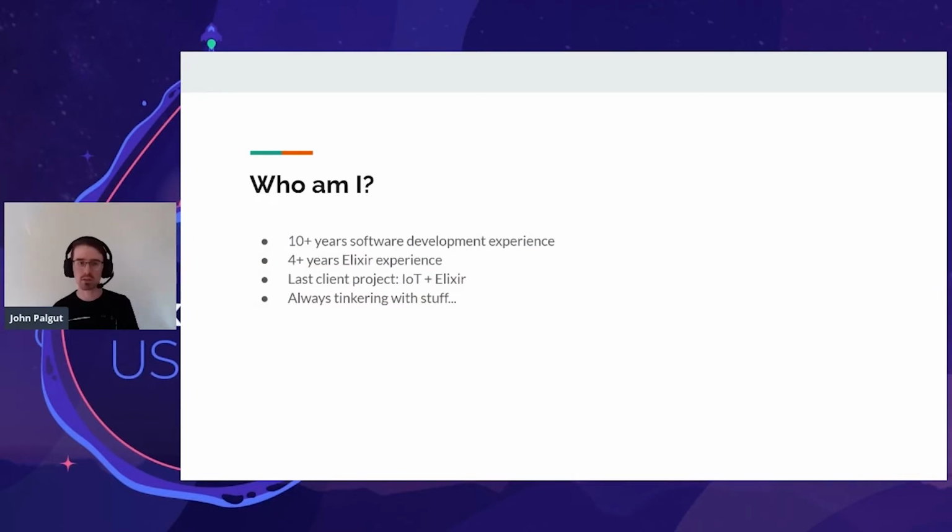My name is John Palgut. I'm a software developer with about 10 years of professional experience. And luckily for me, my last 4 or so years, I've been able to work in Elixir. I'm always kind of tinkering with stuff. So I go home and I write software and I do these side projects and I build things with Raspberry Pis and just all sorts of tinkering, and how does this work and can I take it apart?